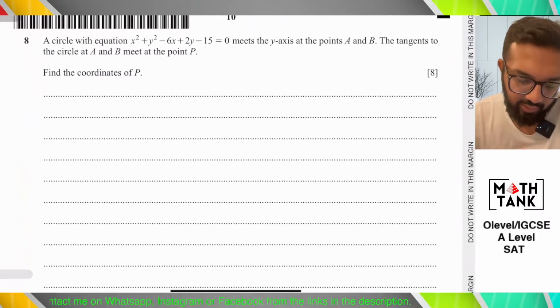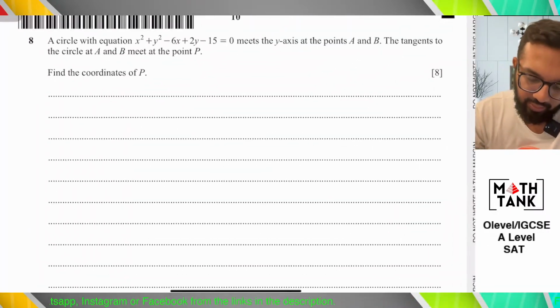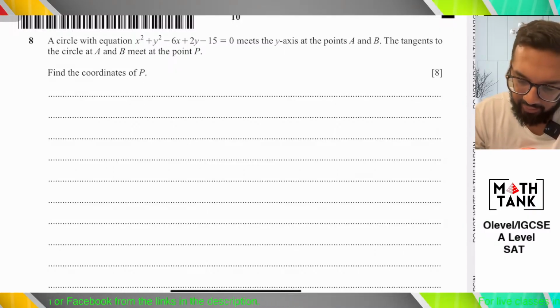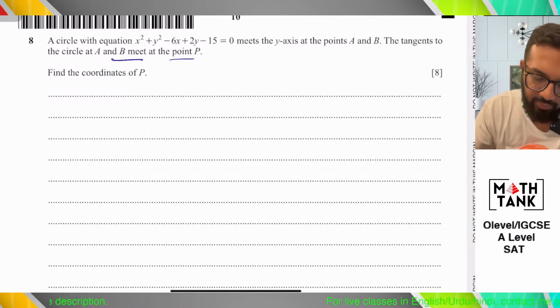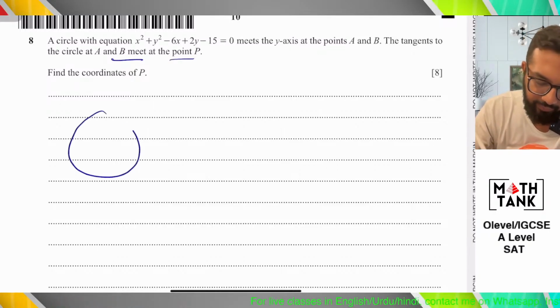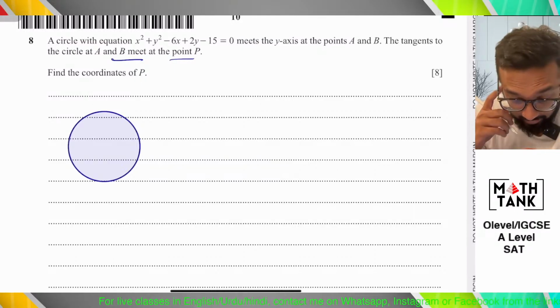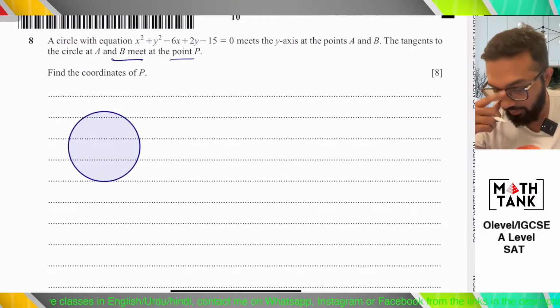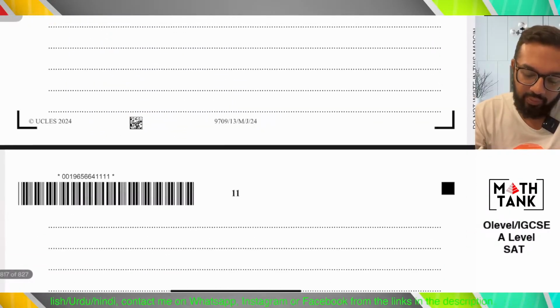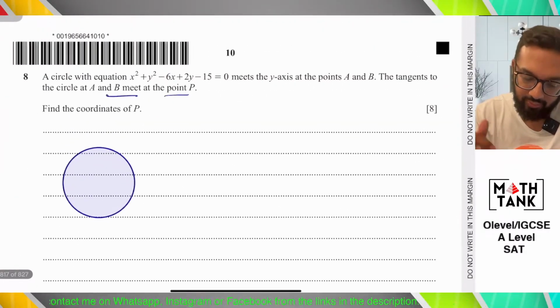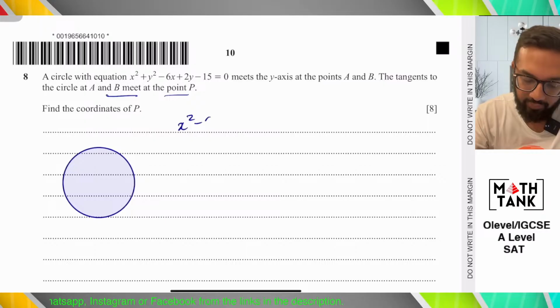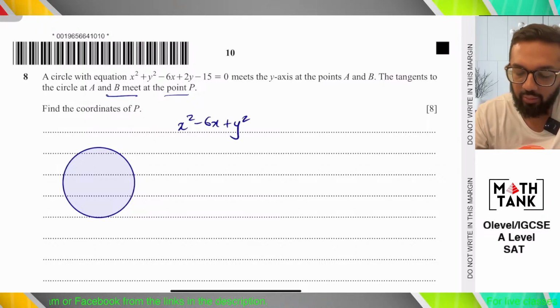Question number 8. It says the circle with this equation meets the y-axis at the points A and B. The tangents to the circle at A and B meet at the point P. Find the coordinates of P. Okay, so this is a circle. I should first try to bring it into the completed square form because I know that I will need the center at some point. So I am going to first change the form. It's a long question.